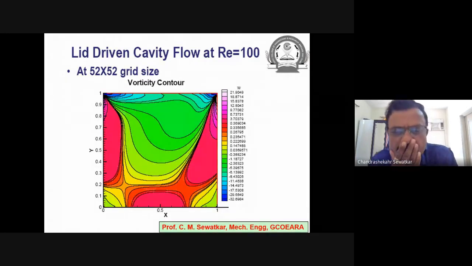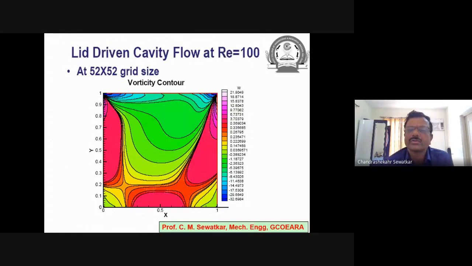Here I'm sharing with you the vorticity contours. You can see that in the region near the wall the vorticity is very large, and in the central region it is low. Why is vorticity large near the wall? Because the velocity gradients are large. In the central region the velocity gradients are low, so the generation of vorticity is low. These are some of the things we can understand from the vorticity.